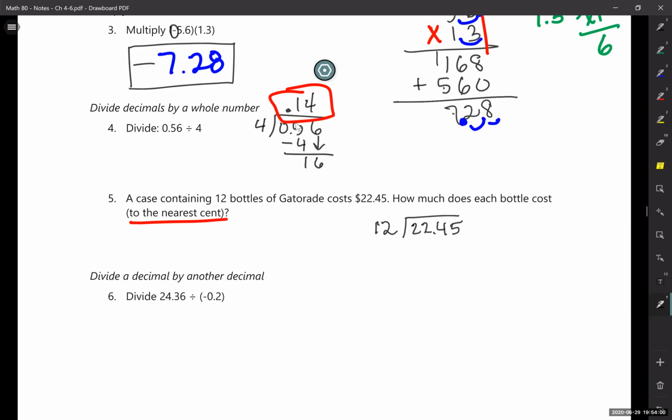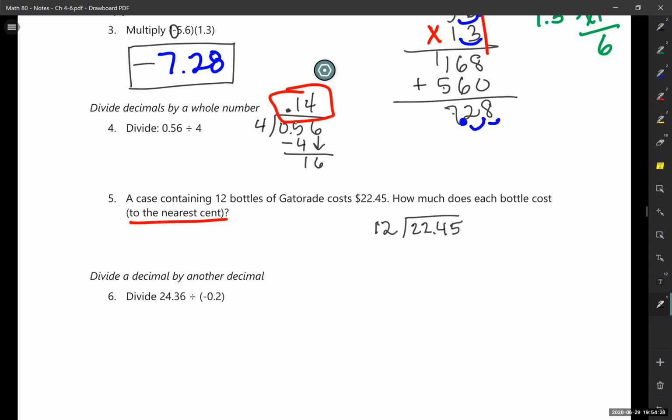If I have 12 bottles of Gatorade and it costs, I'm going to just make up a number that's close to 22. I'm going to say 12 bottles of Gatorade cost $24 just to keep the numbers easy. How much money would each bottle cost? Well, it would cost $2. So I know that my answer is going to be somewhere around $2. It's not exactly because this number is not 24, but it's a good estimate.